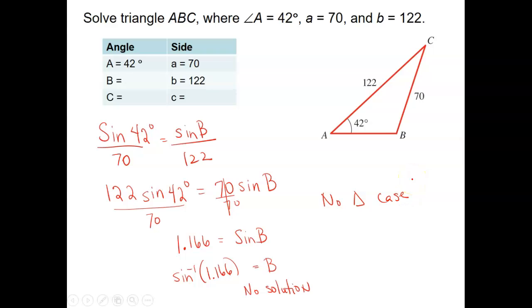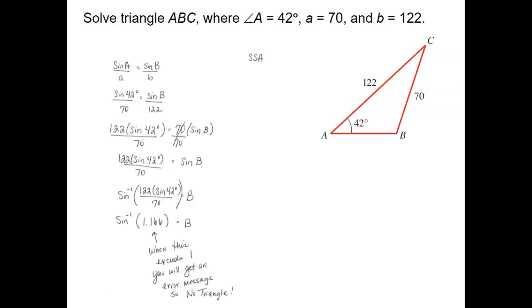Okay. So to summarize with this side, side, angle situation, if you get a case where you're taking the inverse sine of a number larger than 1, that's going to give you no solution, and you're going to have no triangle for that particular one. The other two cases, you have to just kind of see whether you have what it's going to take to develop into a triangle or not.